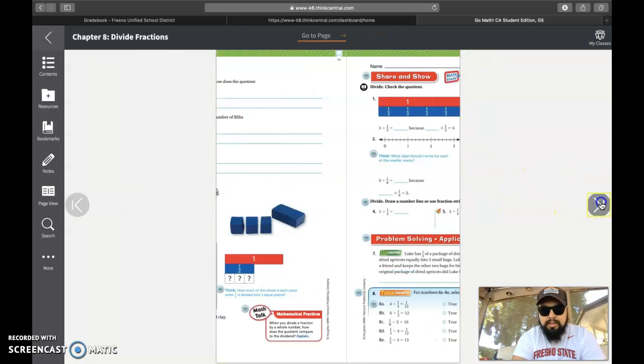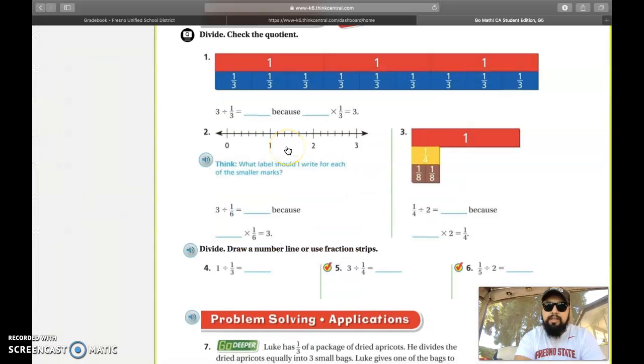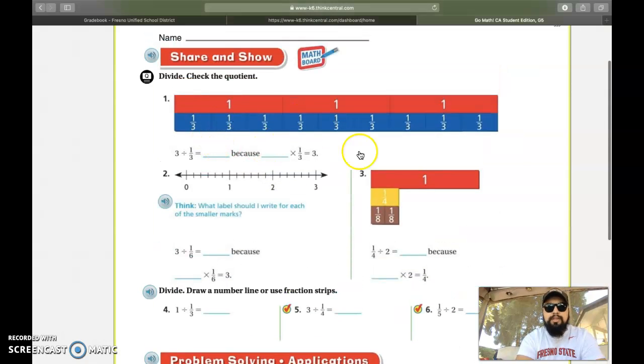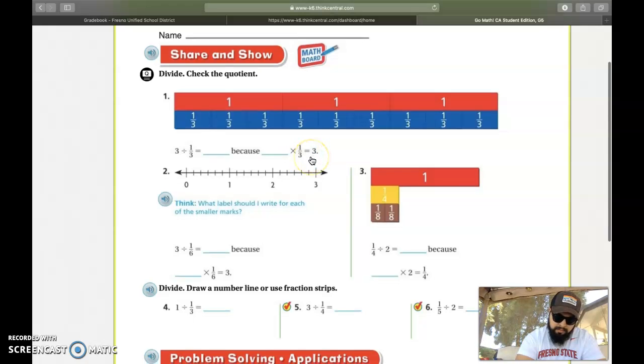And let's see. The share and show was really easy because the first couple ones gave us really good models. This one, 3 divided into 1/3, 1, 2, 3 wholes, just like I showed you on the whiteboard. Divided into thirds, and then, well, we just count them. 1, 2, 3, 4, 5, 6, 7, 8, 9. 9. Because 9 1/3 will give me 3 wholes.